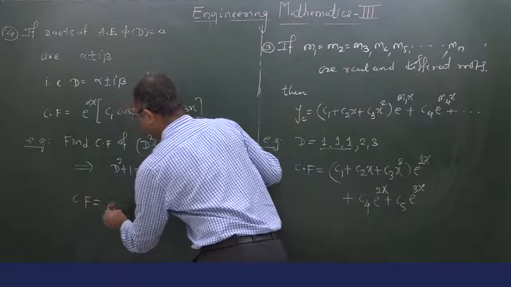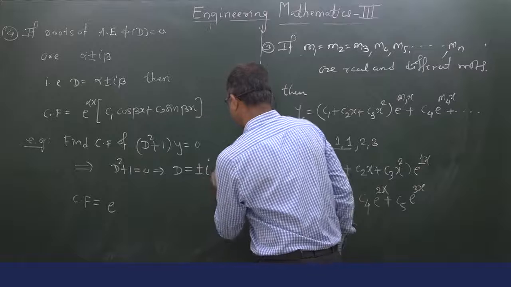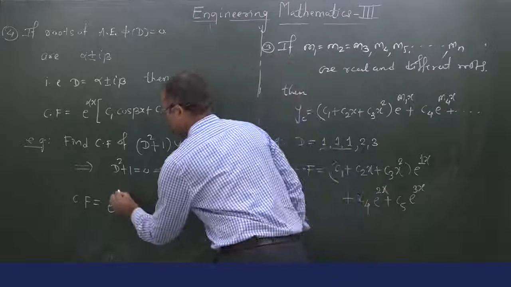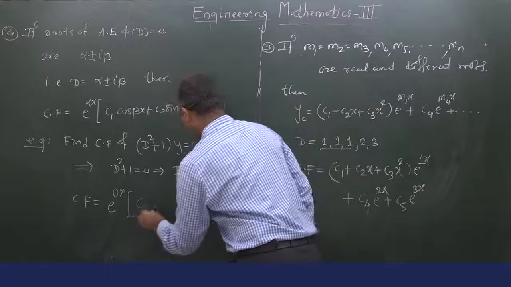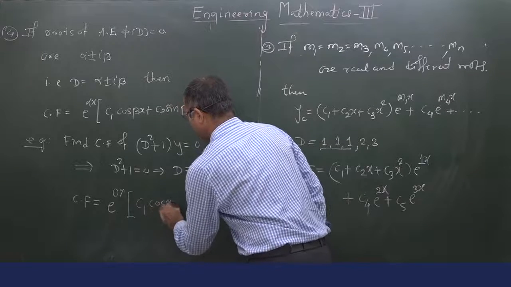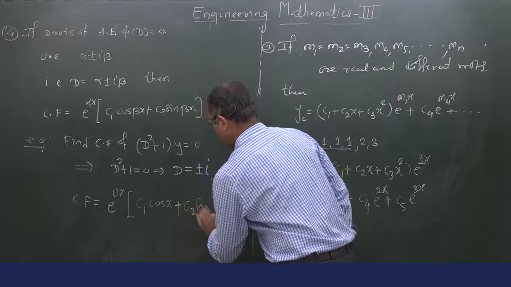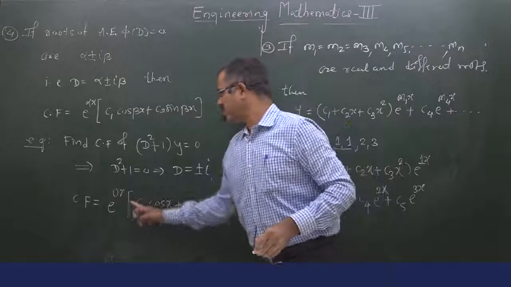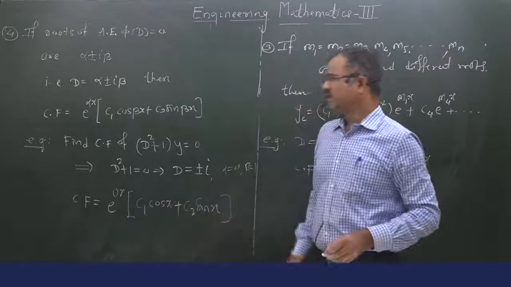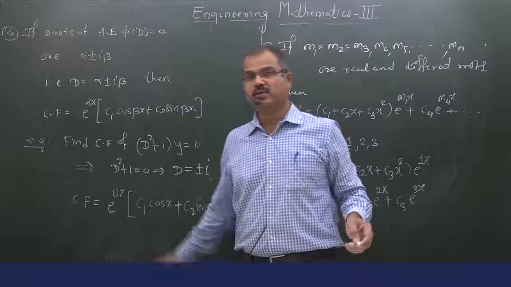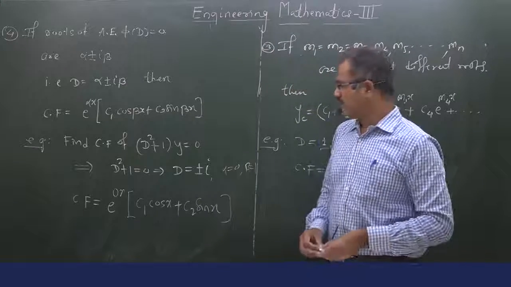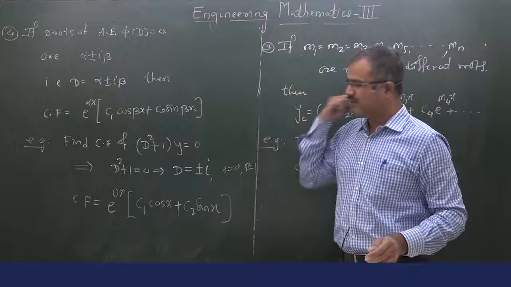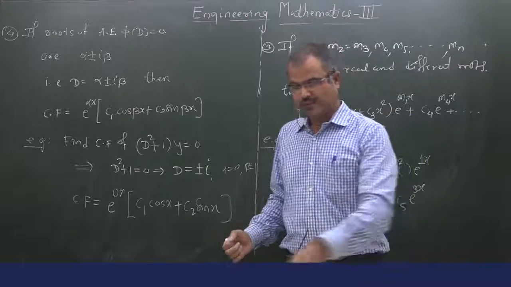So its complementary function is e to the power alpha x, with alpha equal to 0 and beta equal to 1. So e to the power 0x into c1 cos x plus c2 sin x, and e to the power 0 is 1. So c1 cos x plus c2 sin x is the solution of the differential equation D square plus 1 y is equal to 0.